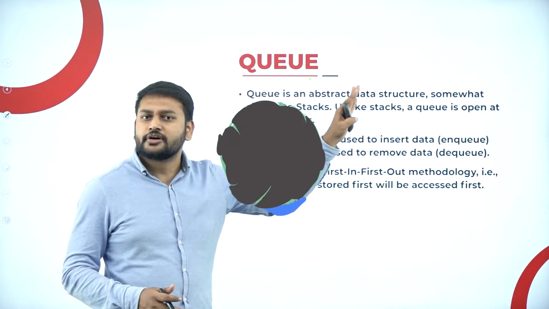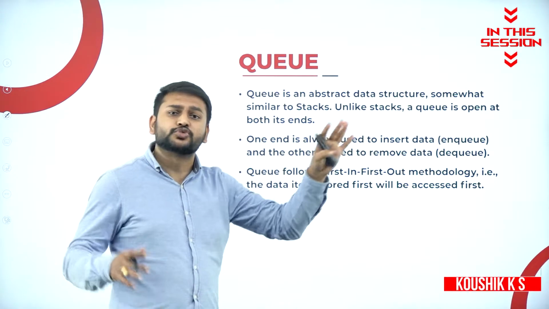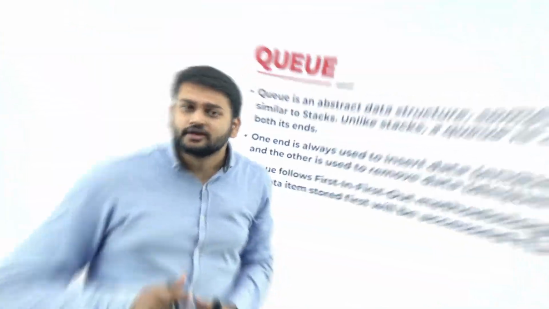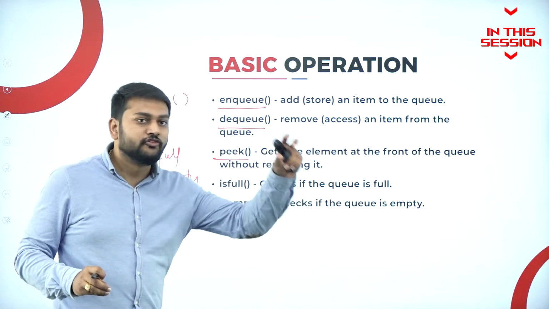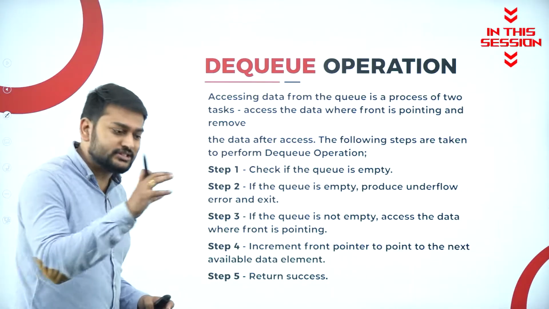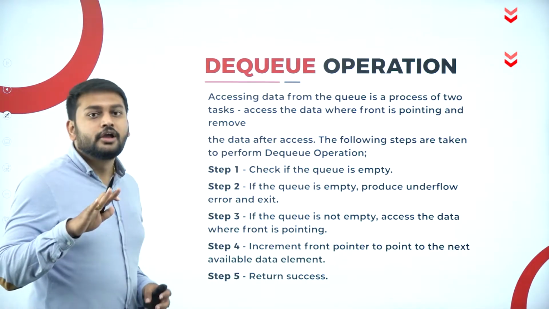The queue is one of the abstract data types, and it is very similar to a stack. The peek function will return the front element from the queue. Dequeue, in the sense, you will delete an element from the queue.